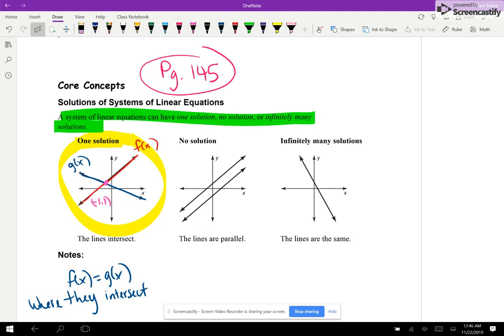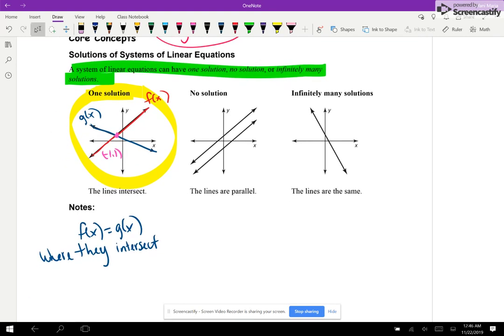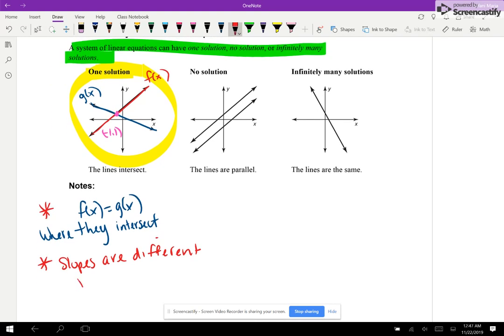And you're going to find something like this whenever you have different slopes. So that's another thing I'm going to write underneath here, in the notes. f of x is going to be equal to g of x, and the slopes are different. I'm just going to randomly make up one in slope-intercept form: y equals 2x plus 3, and y equals negative 4x minus 8. So the slopes are different.